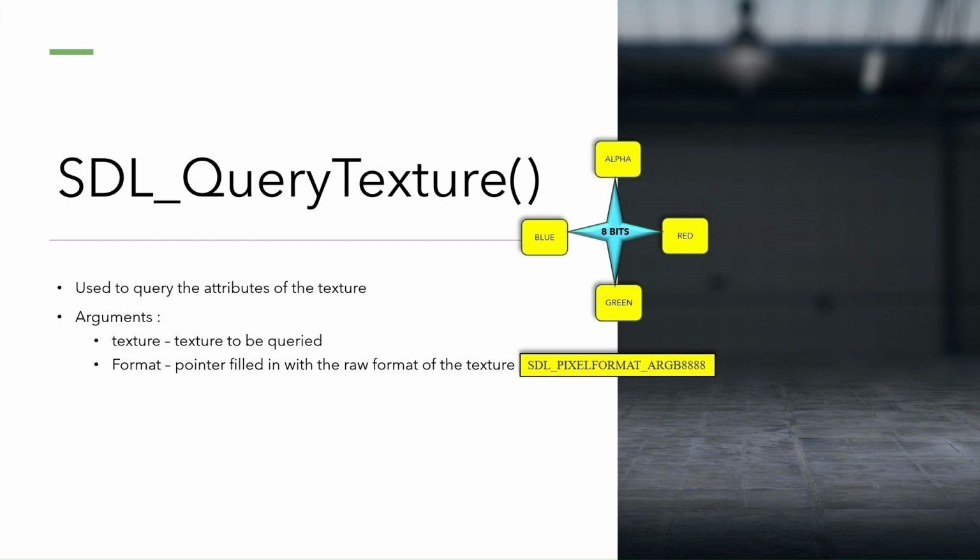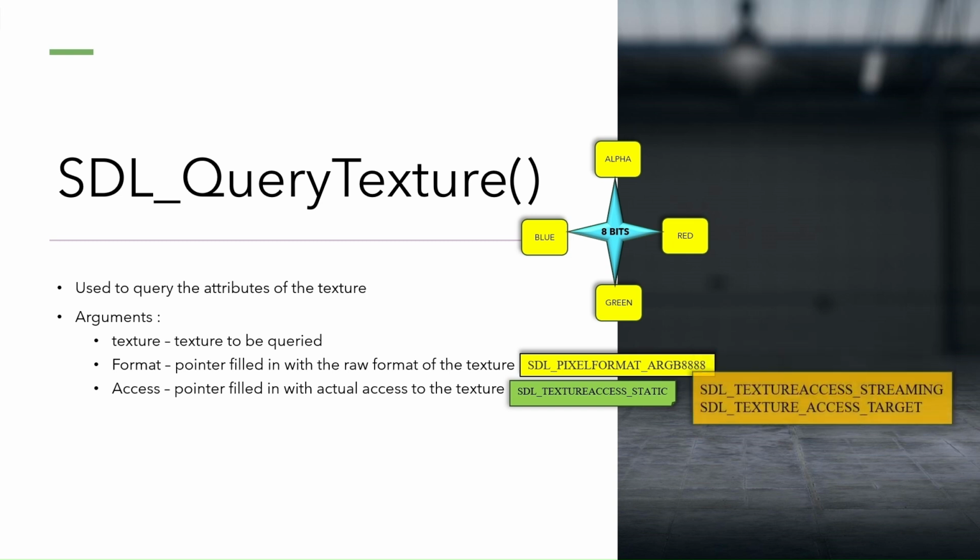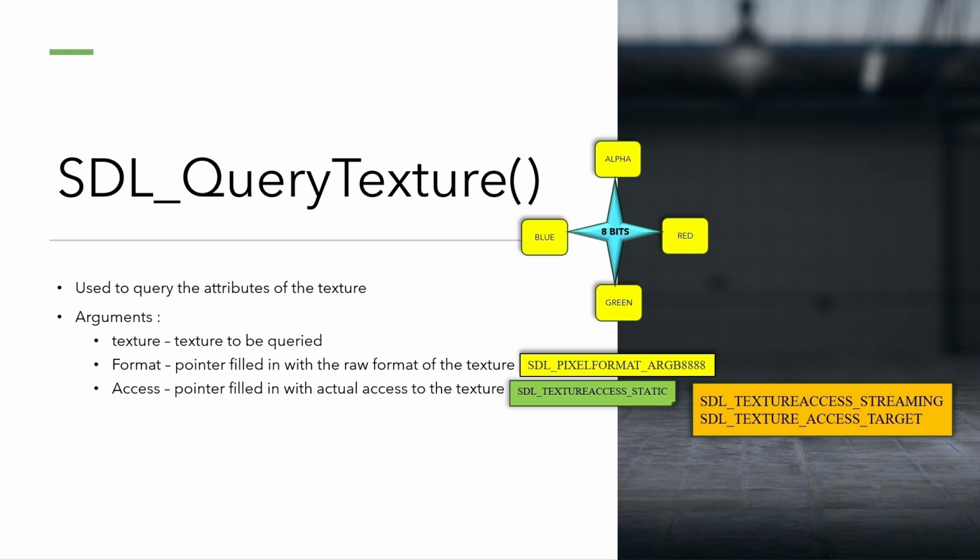The next attribute that we could retrieve is the access, which indicates the type of access to the image data. It could be any one of the 3 types of access defined in the SDL library. But to give you an example, it could be SDL texture access static, which indicates that our image data is going to change rarely. The other types of access defined in the library are SDL texture access streaming, which means that our image data is going to change frequently, or SDL texture access target, which means that the image is the rendering target itself. Now, throughout our series, we are going to be sticking with SDL texture access static, which means our image data is going to change very rarely.